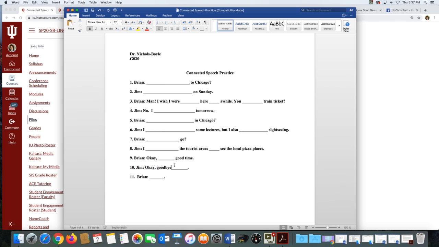When are you going to Chicago? I'm going to go on Sunday. Man, I wish I were getting out of here for a while. You got your train ticket? No, I've got to get it tomorrow. What do you have to do in Chicago? I've got to give them some lectures, but I also want to do some sightseeing. Where'll you go? I want to get out of the tourist areas and see the local pizza places. Okay, have a good time. Okay, goodbye. Bye.